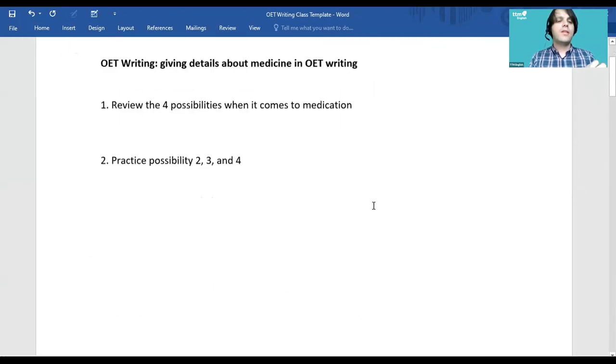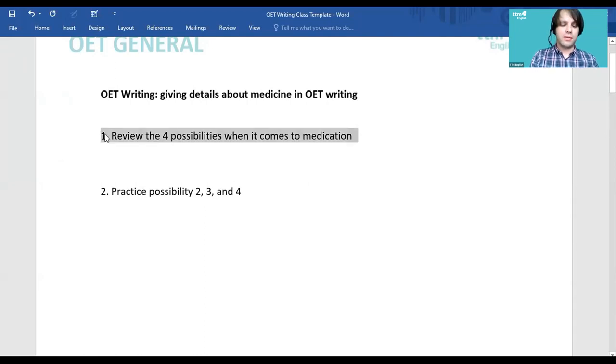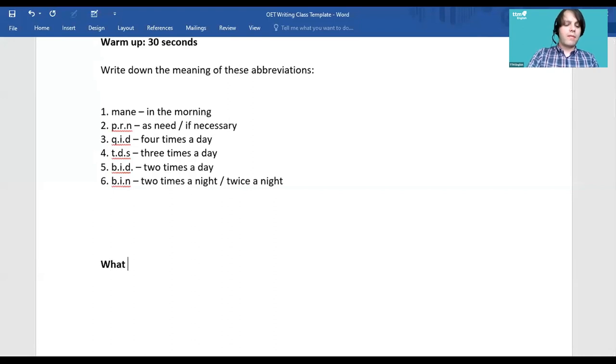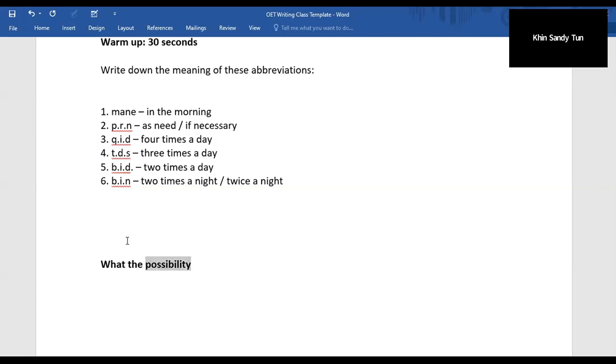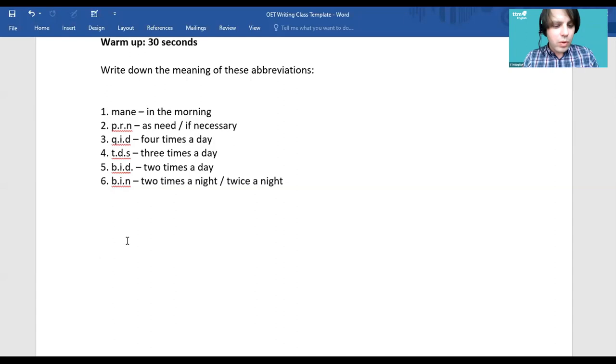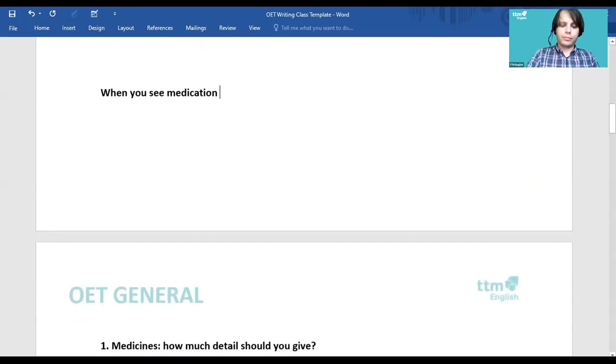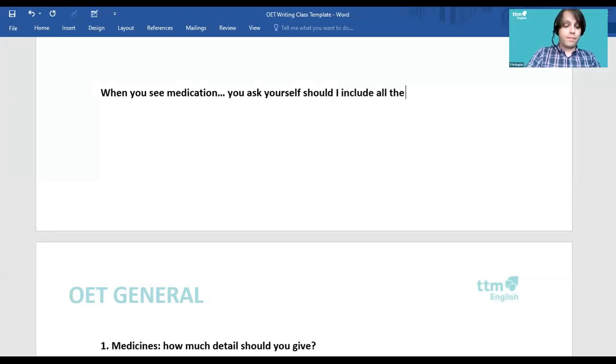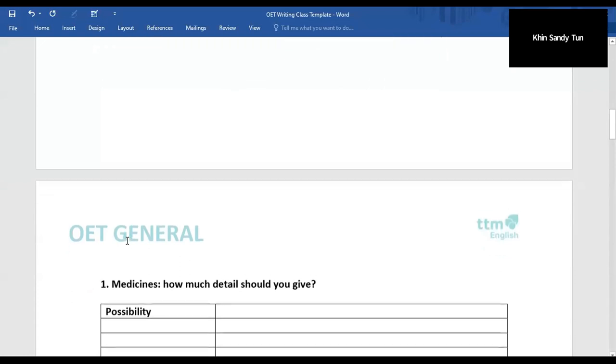So the first thing I want to ask is about the four possibilities. Now someone said that they remember what I was talking about when I say the four possibilities. What are the four possibilities for OET writing? Was it Sandy? So there are four. When you see medication, what's the first question you think of? I think about whether to include all the details is one possibility. Should I include all the details? Okay.